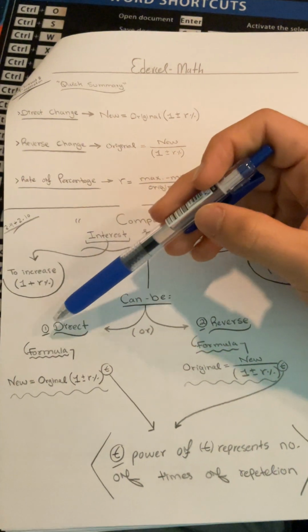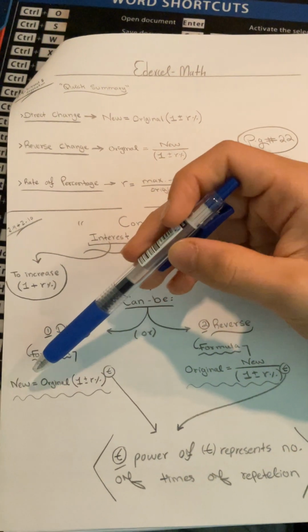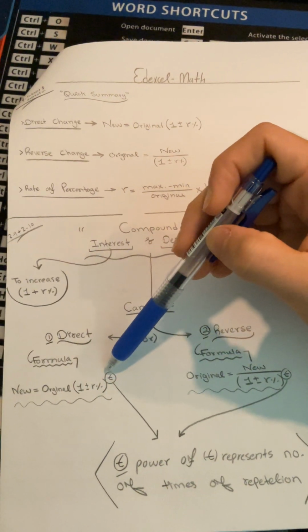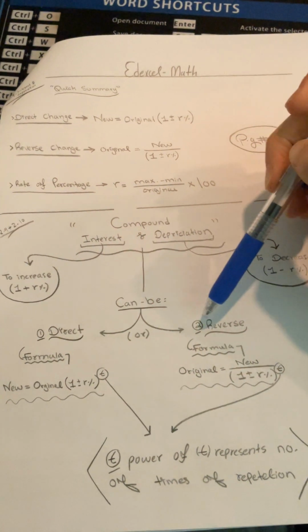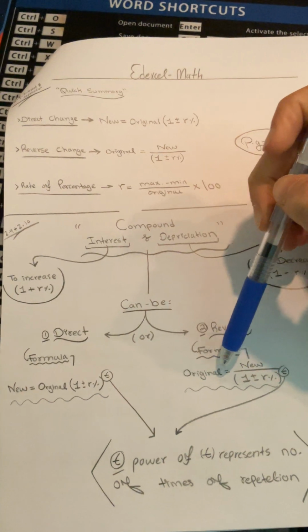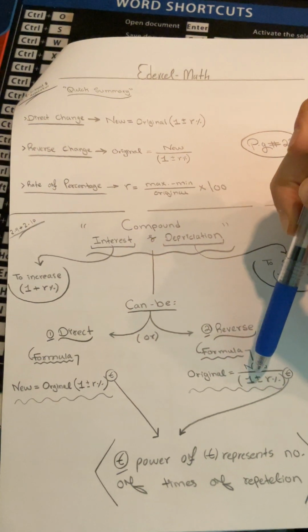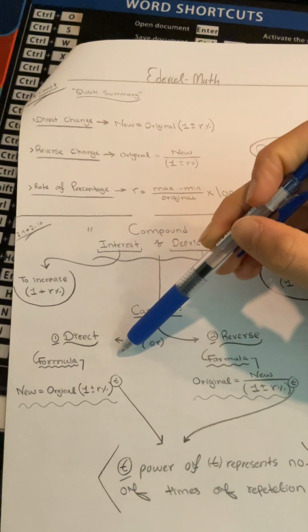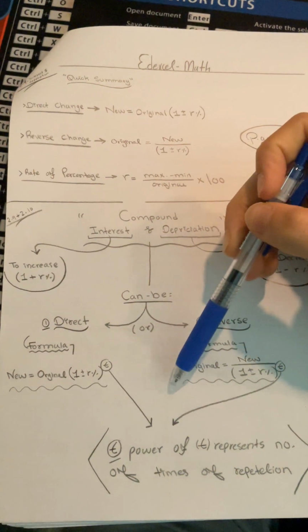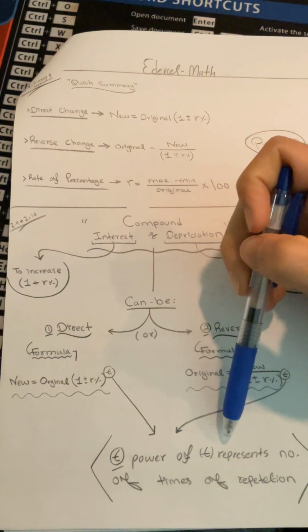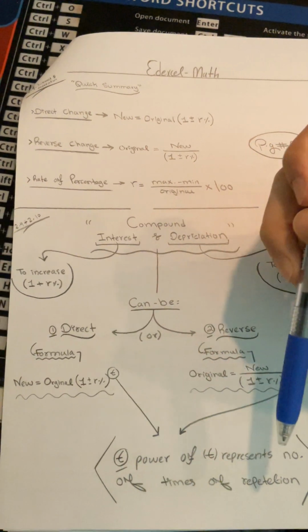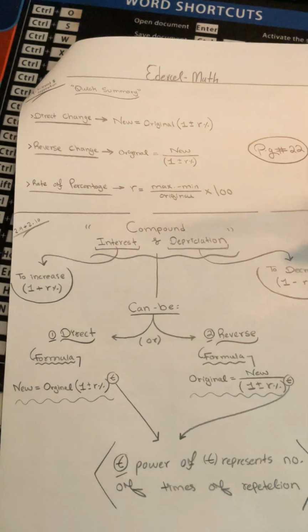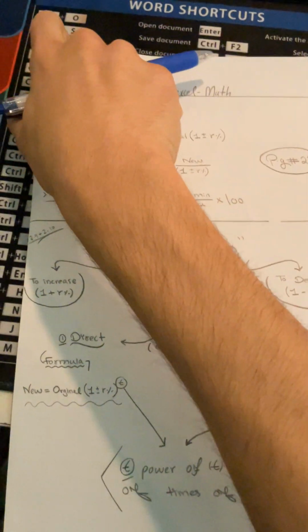If it is direct, you're going to be finding the new price, which is equal to original times 1 plus or minus the percentage rate to the power of t. Reverse is going to be original is equal to new price divided by 1 plus or minus the percentage rate to the power of t. t is referring to time, which means the number of times of repetition of the price. What do we mean by that and why do we use t? We will have a look at some examples now.